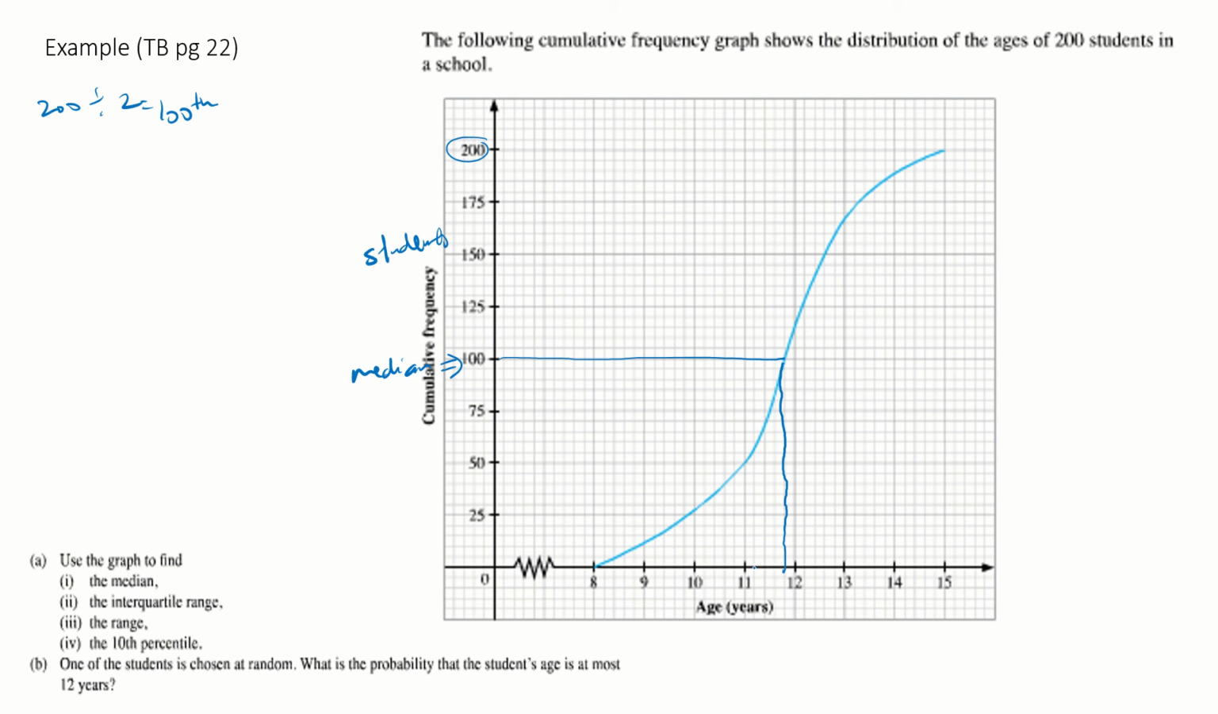So make sure you count each small box properly. There are actually 5 small boxes, so 11.2, 11.4, 11.6, 11.8. So the median is 11.8 years. That's for the median. Next one, finding the interquartile range.